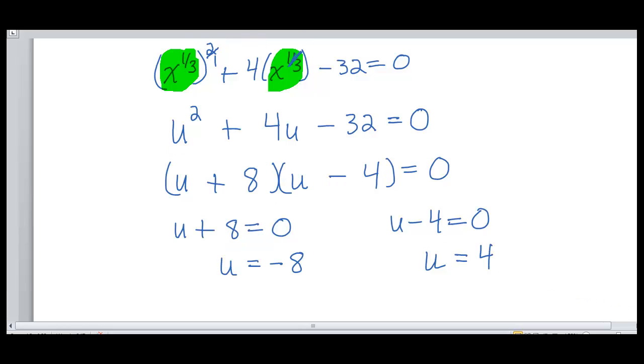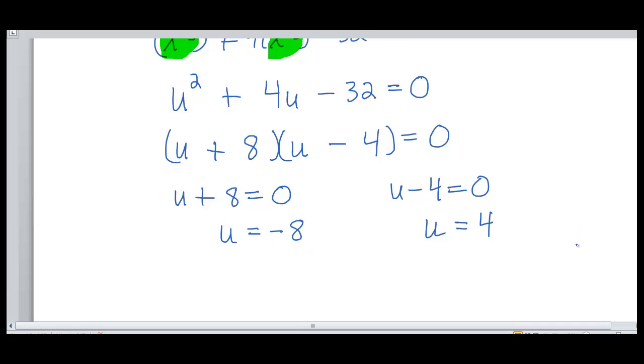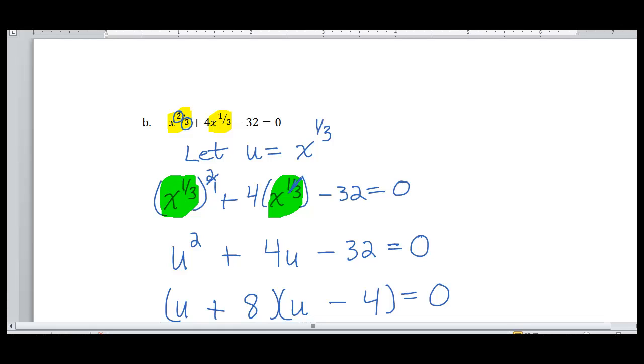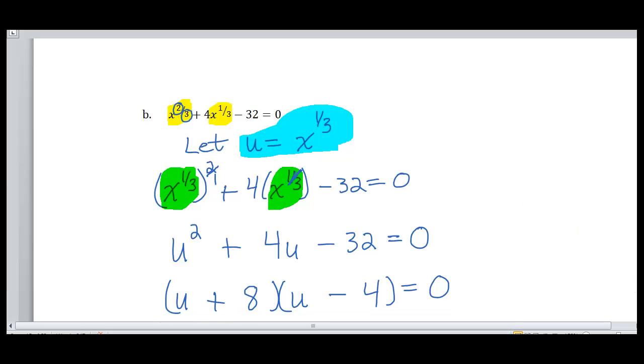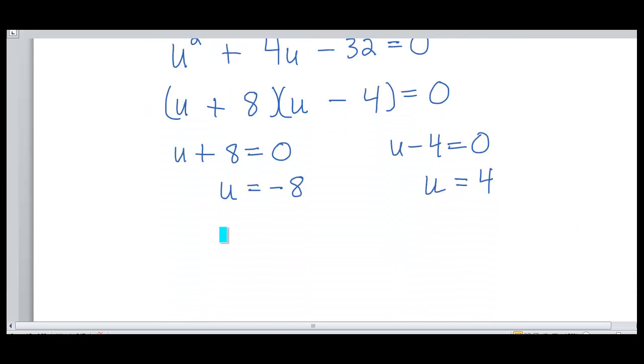We've already solved for u, actually. We've isolated u now, and now we want to get everything in terms of x. So I go back to my statement where I assigned my variable u. I said that u equals x to the 1/3 power. And so what I'm going to do here is say x to the 1/3 equals negative 8, and x to the 1/3 equals a positive 4. All right, and that's an equal sign. Don't want you to confuse that with a not equal sign.